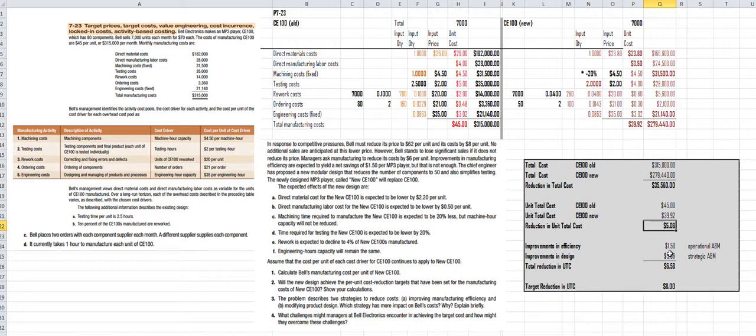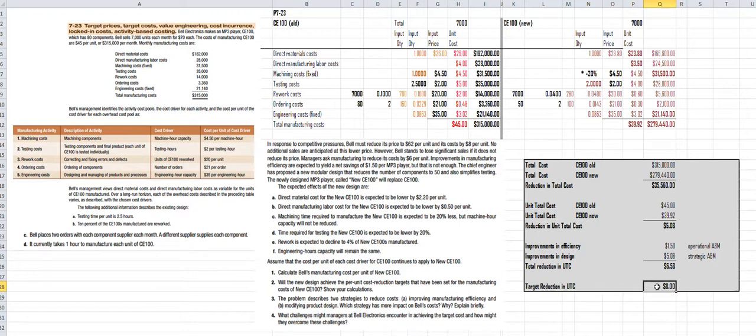$4.08 per unit. That, in conjunction with the $2.40 reduction in costs from improvements in efficiency, which is operational activity-based management, gives us a total reduction in unit total cost of $6.48. Did we meet our goal? Well, our goal was to reduce total cost by $8 per unit, and so we did not meet that goal.